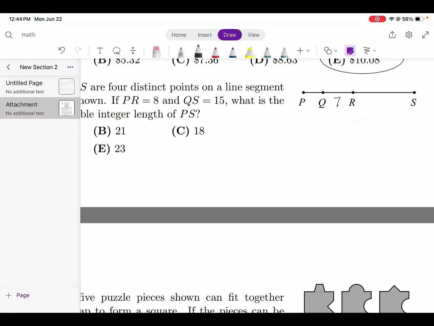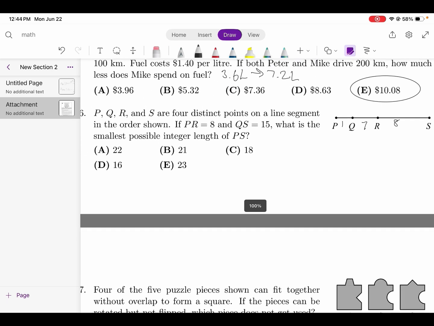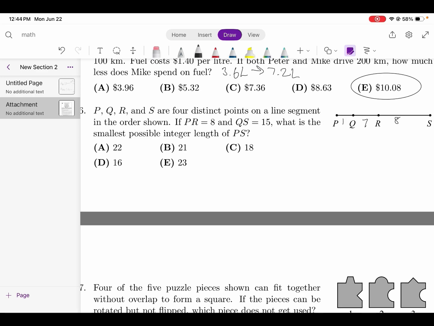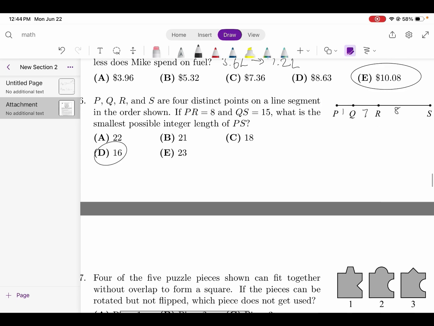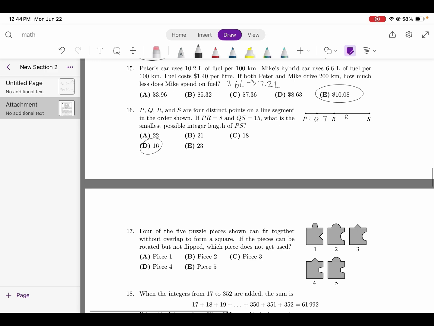And then PQ is equal to PR minus 7, which is 1. And then QS is equal to 15 minus 7, which is 8. So then the least possible integer length would be 1 plus 7 plus 8, which is 16. And you see that that is the least because that's the least out of the 5 answer choices.